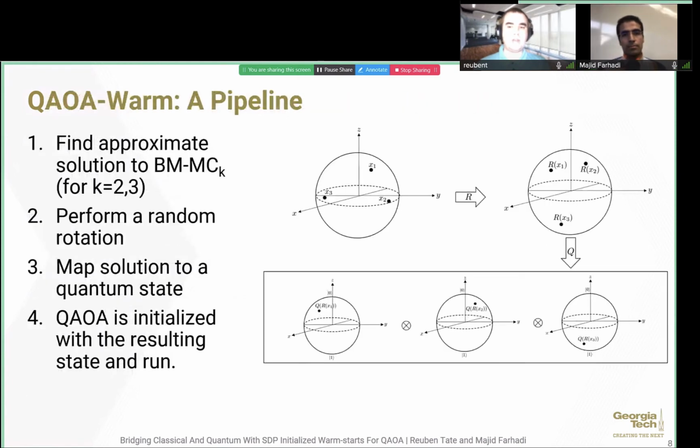We are now ready to describe our warm start approach, which we call QAOA-Warm. The first step is to find a locally approximate solution to BM-Maxcut for k equals 2 or 3. Here we have an example with k equals 3.